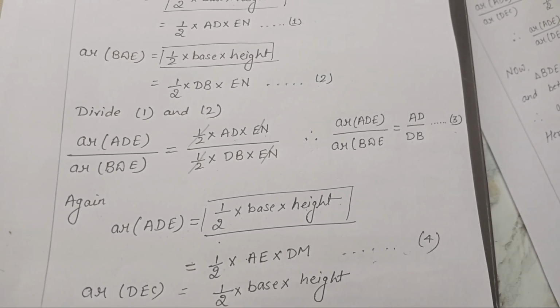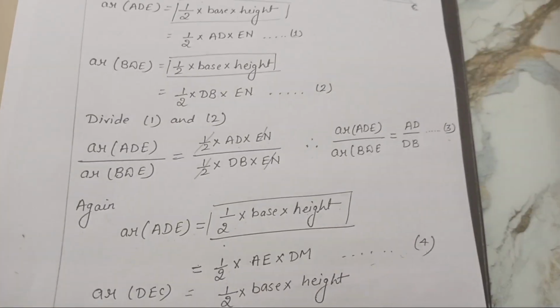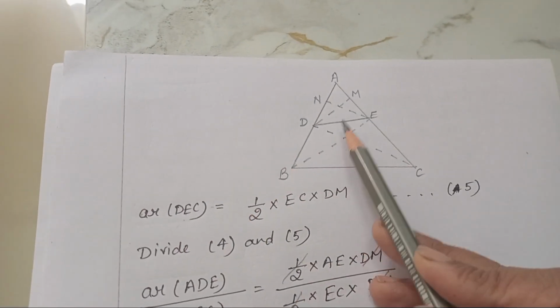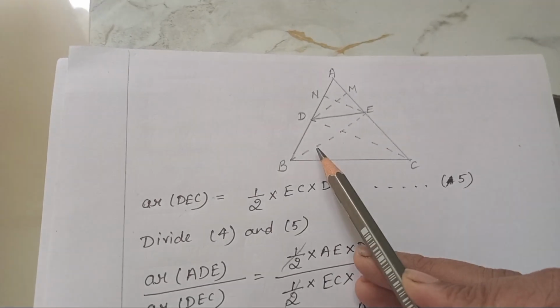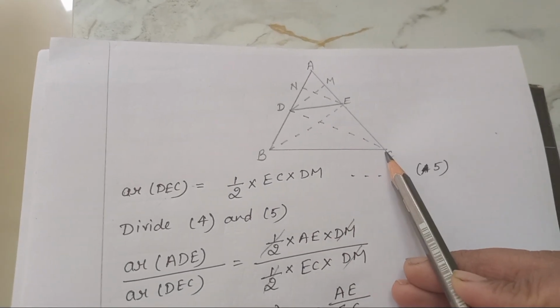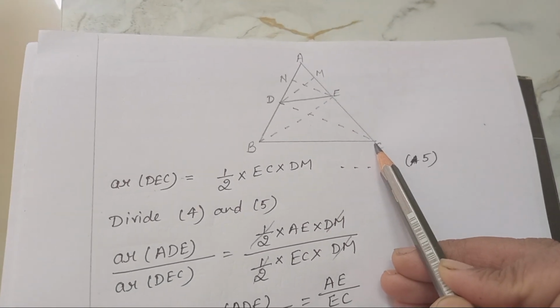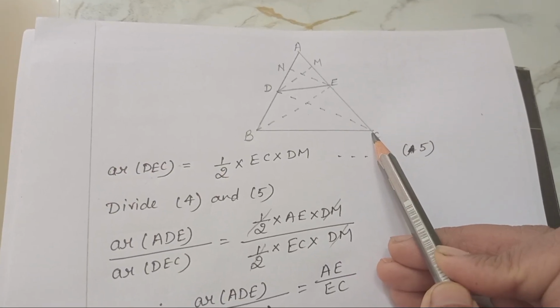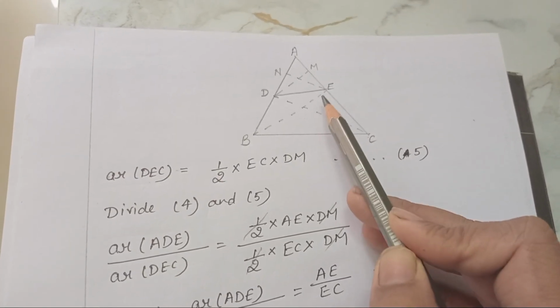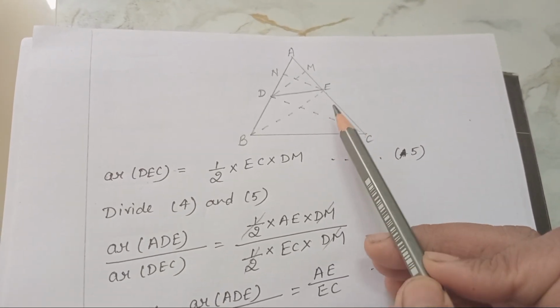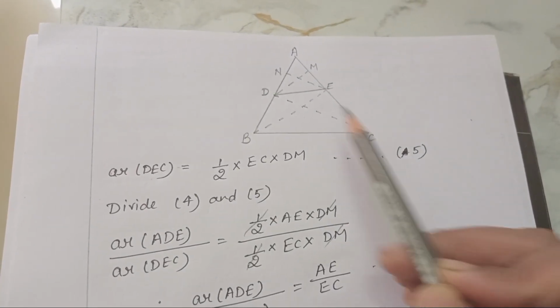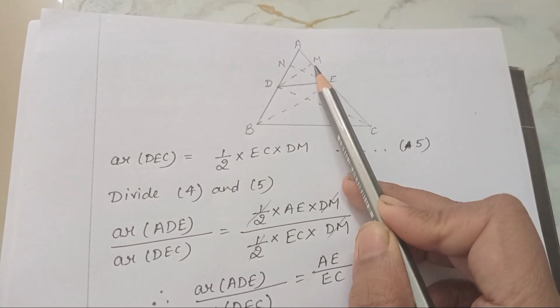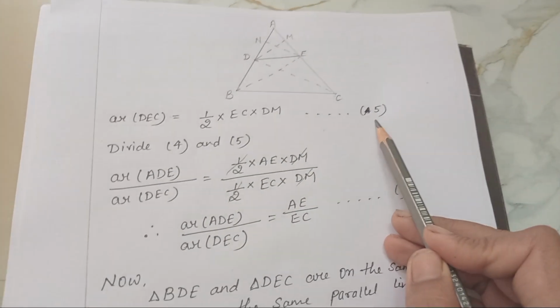Now, in triangle DEC, half into base, base is EC and DM is the height. Make it equation number 5.